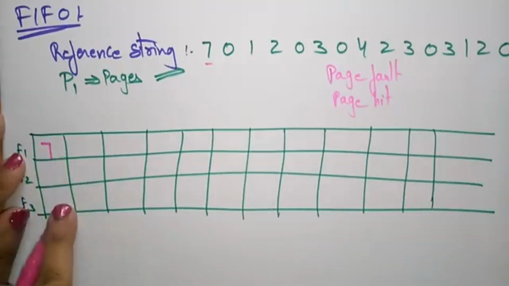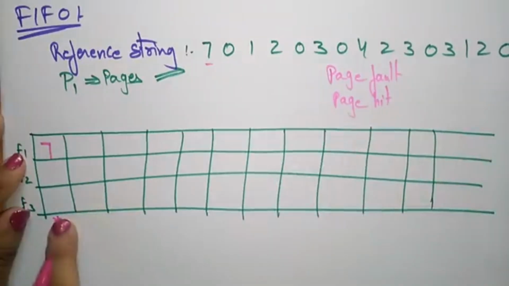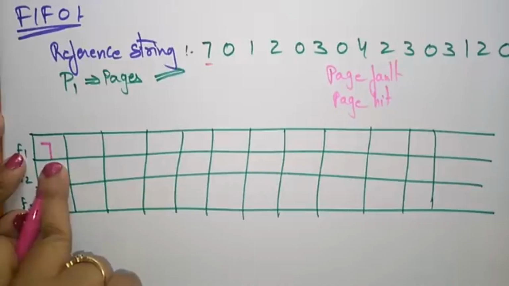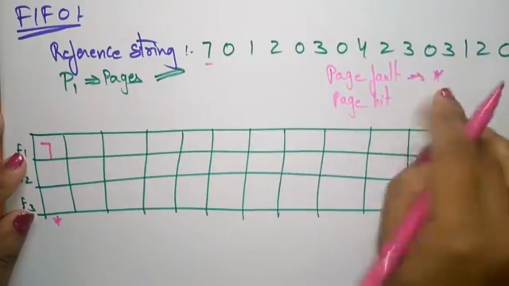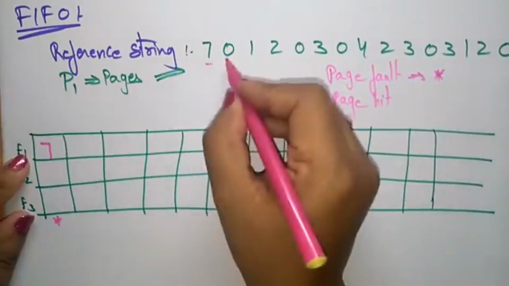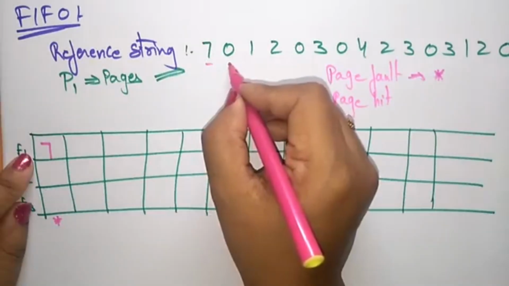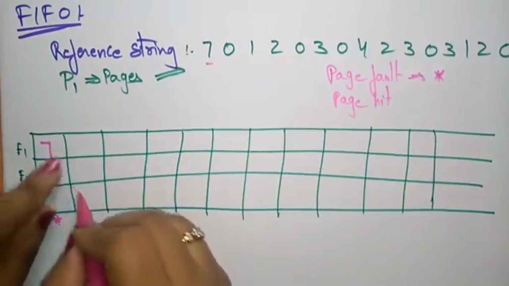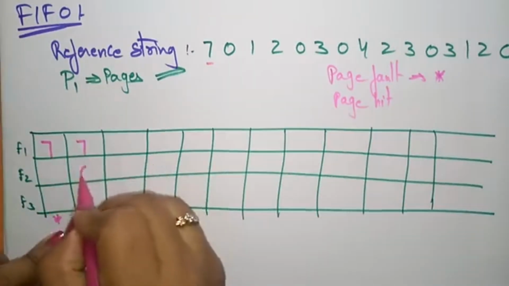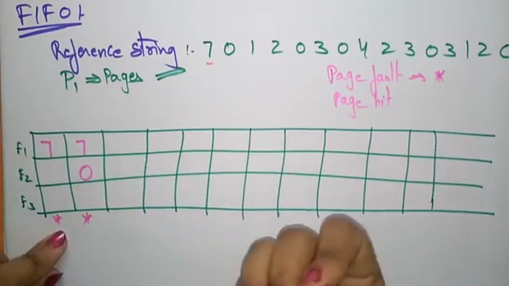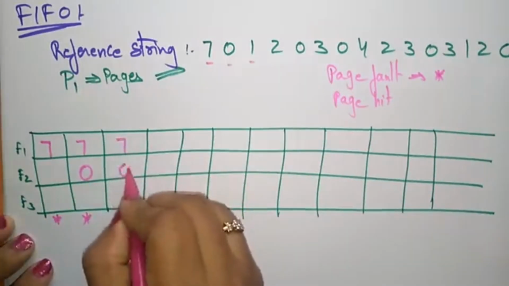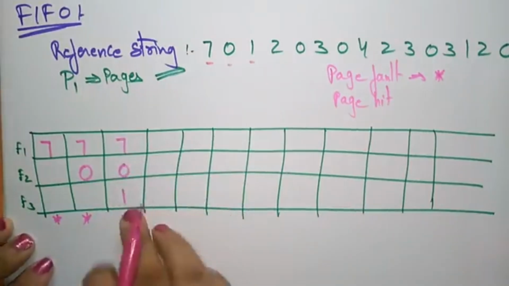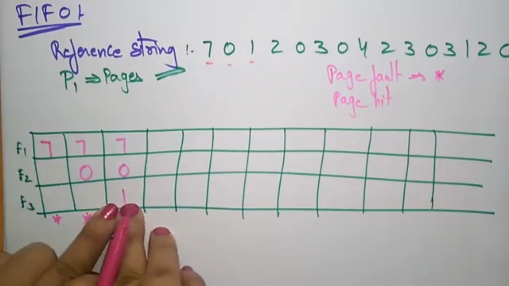Because 7 is not there in the main memory, we get it from the disk. If the page is not present in the main memory, we call it a page fault. The page fault is indicated with a star. Next, the CPU is demanding the next reference string, 0. 0 is not present in the main memory, so this is also a page fault. Next, 1. 1 is also not present in the main memory, so we get it from the disk.